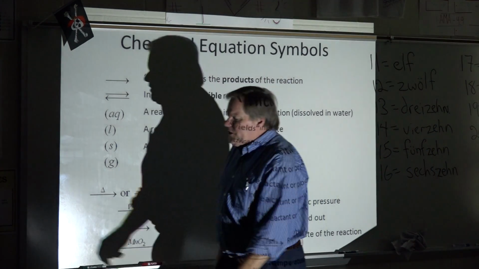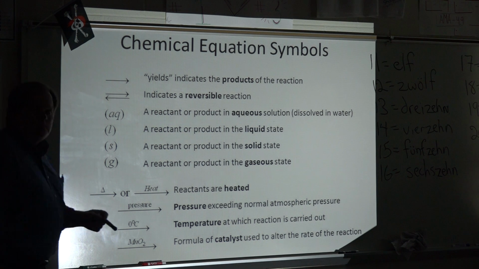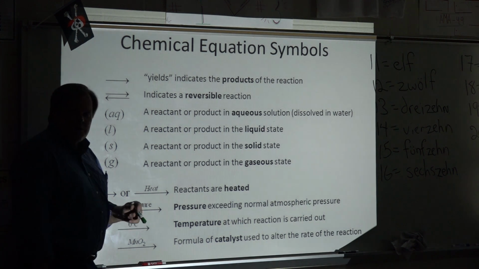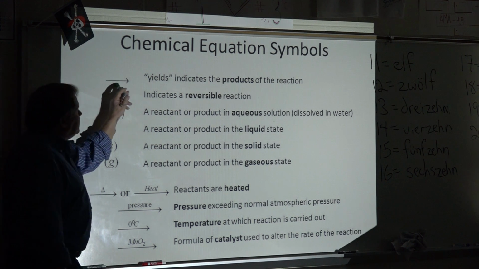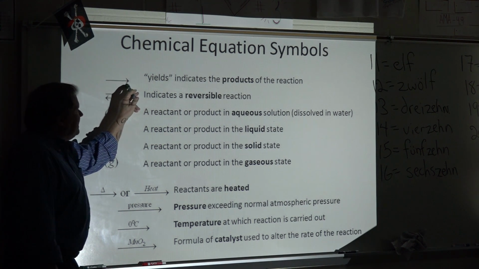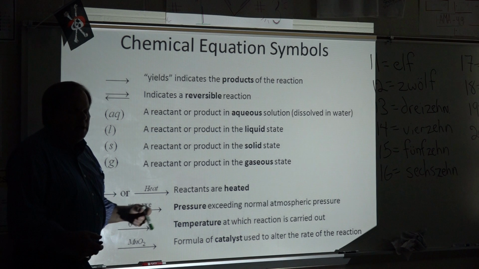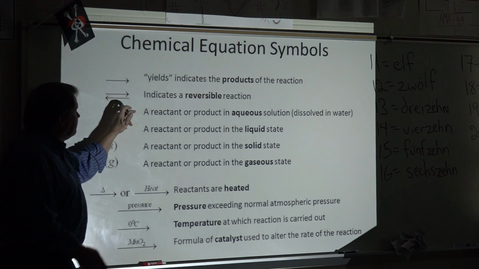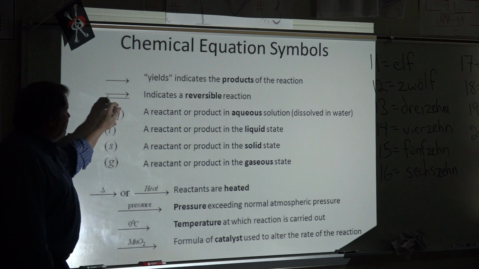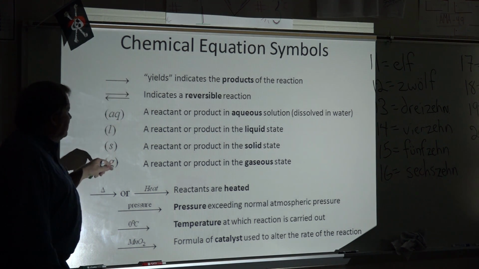All right, these are symbols that you need to know and understand. Just making sure I'm in frame over there. The yields arrow: when I see the arrow and I'm reading the reaction, I say yields such and such. Magnesium plus oxygen yields magnesium oxide. Just a little review, this is a reversible situation. The arrows can be of either style.